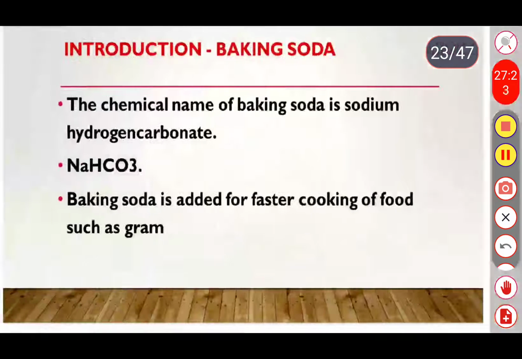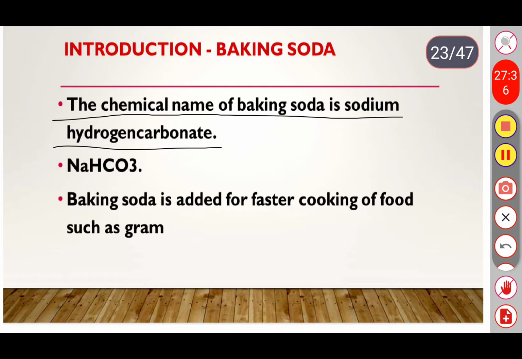Let's see the information on baking soda. The chemical name of baking soda is sodium hydrogen carbonate or sodium bicarbonate. The molecular formula of the compound is NaHCO3. Baking soda is added for faster cooking of food such as grams.